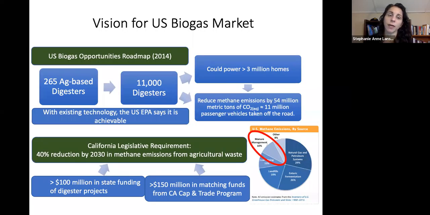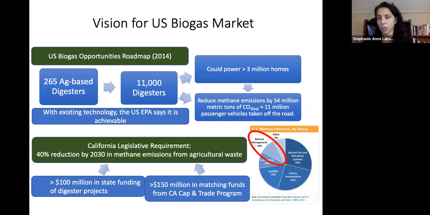So the vision for the biogas market: in 2014, the Obama administration put out a US biogas opportunities roadmap, where basically they said at this point we were at 265 ag-based digesters, but we could get up to 11,000 digesters with the technology that we have now. They said it is achievable. And with those 11,000 digesters, we could power 3 million homes and reduce methane emissions by 54 million metric tons of CO2 equivalency, which is about taking 11 million passenger vehicles off the road.